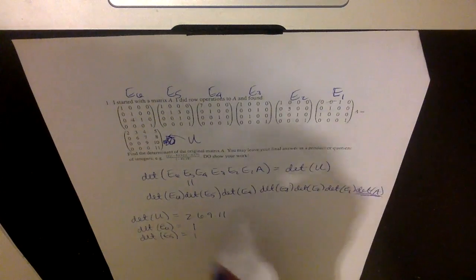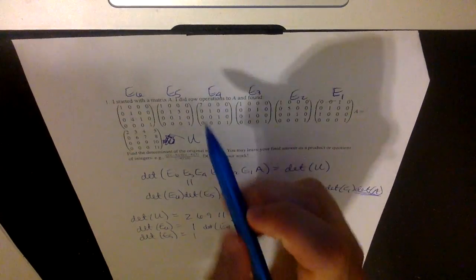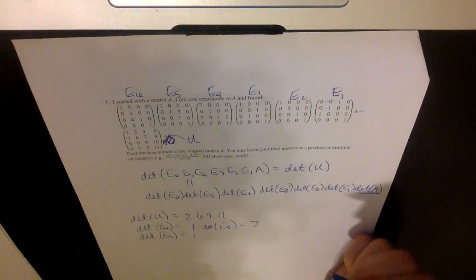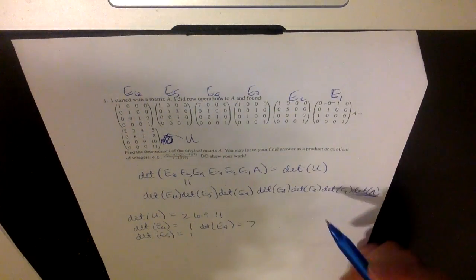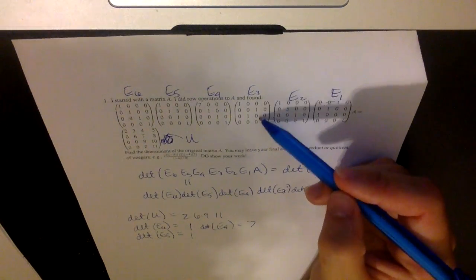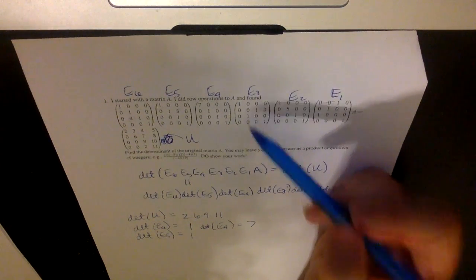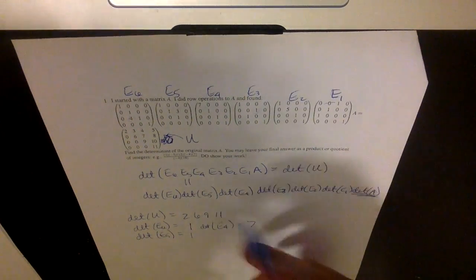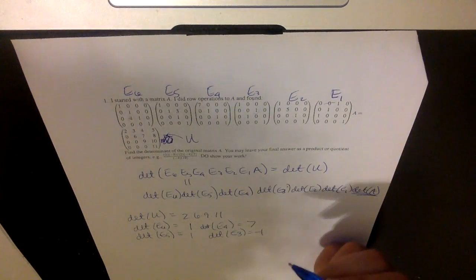Okay, now E4 scales one of the rows. It takes the first row and multiplies it by 7, so the determinant of that matrix is 7. It's also just the product of the entries on the diagonal. Now E3 is a permutation matrix. It swaps 2 of the rows. So notice it takes row 3 and puts it in row 2 and takes row 2 and puts it in row 3. Now it's just swapping 2 rows. One swap means that the determinant of E3 is just -1.